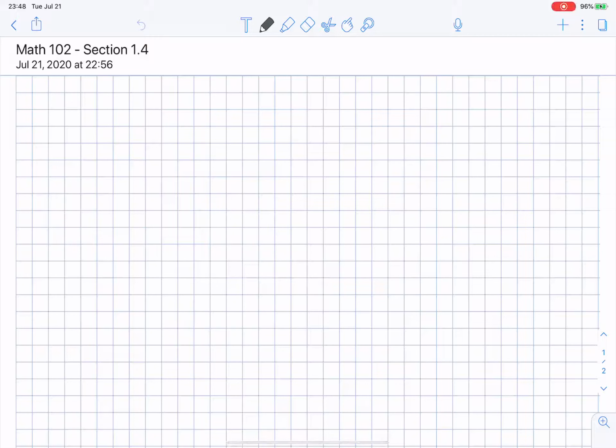Okay, so welcome to section 1.4. So 1.4 is fundamental identities.